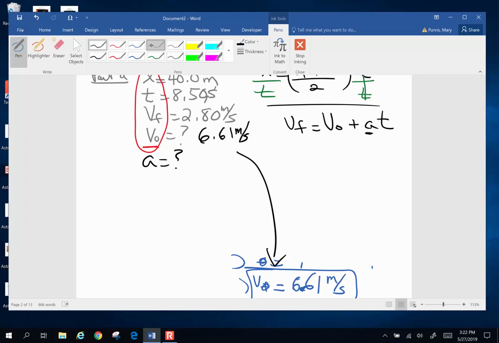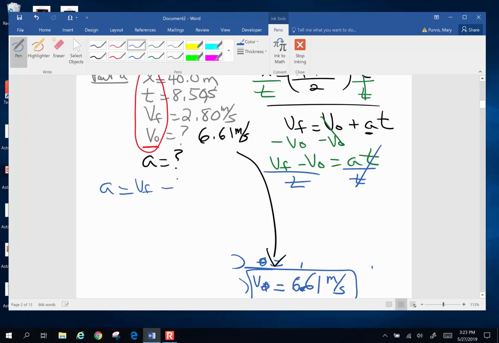So I'm going to subtract Vo from both sides. The Vo's are going to cancel. I'm going to have Vf minus Vo equals at. I want to get acceleration alone. I'm going to divide both sides by t. Acceleration will be final minus original divided by time.